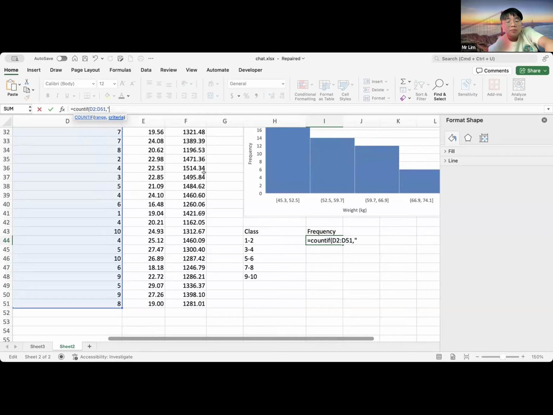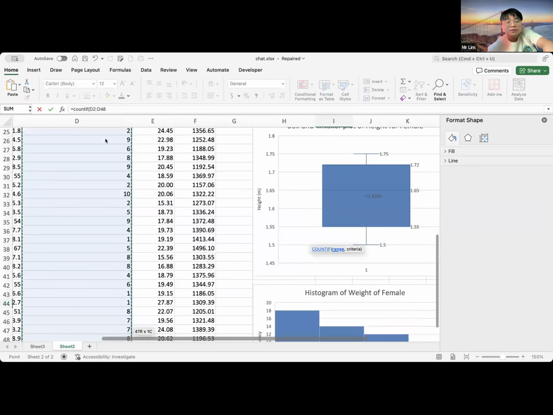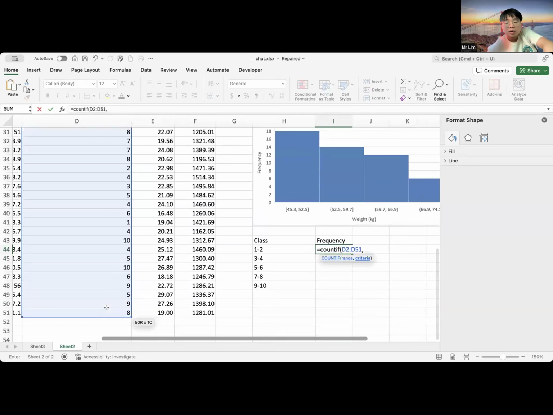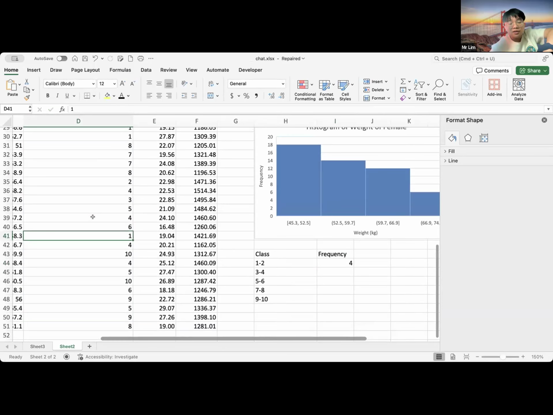you need to, oh wait, sorry, COUNTIF. To select this range, and then comma, and then double apostrophe, and then quotation, equal to 1, close the quotation, close the bracket. Let's say this one means you count how many of them have 1 hour of exercise. Let's check whether this is true or not.